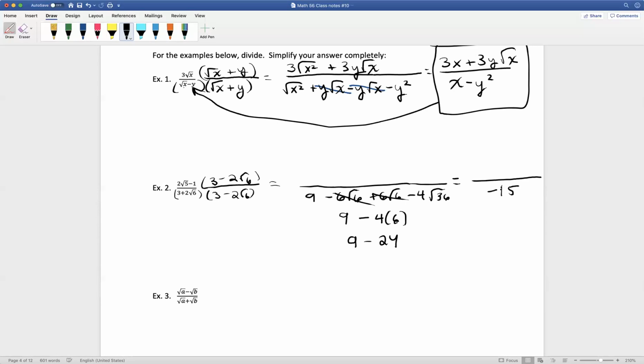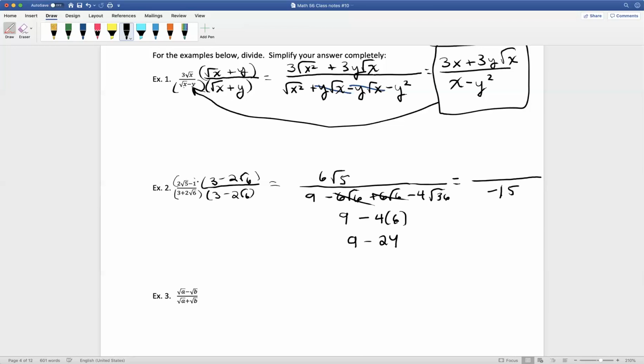It's okay that it's negative 15. We got rid of all the radicals in the denominator. Now remember, whatever you do to the denominator, you have to do to the numerator too. So let's take a look at the numerator. 2 square root of 5 times 3 gives us 6 square root of 5.